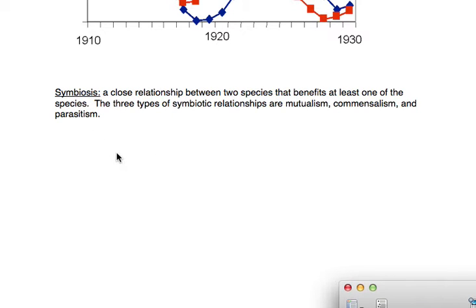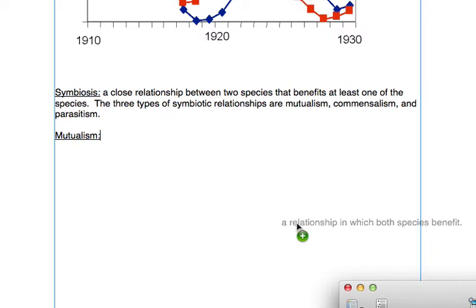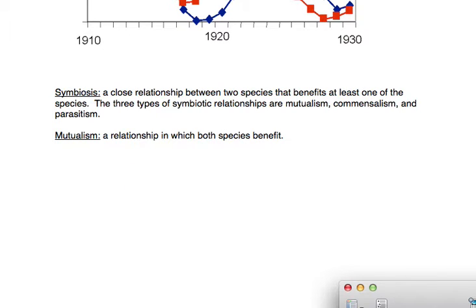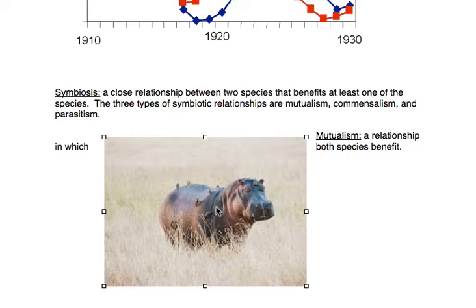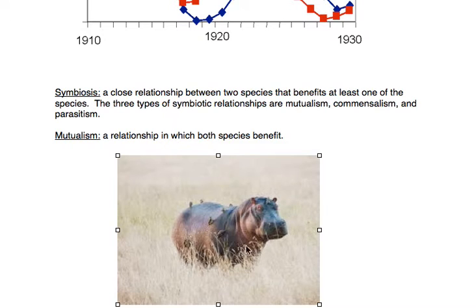But let's talk about each of these relationships. The first is mutualism. Mutualism is a positive thing. Mutualism is a relationship in which both species benefit. So both of them are getting something from the relationship, and they're both happy. I've given an example here of a hippopotamus, and the hippopotamus has a bunch of birds on its back.